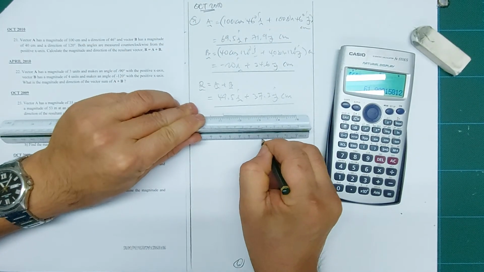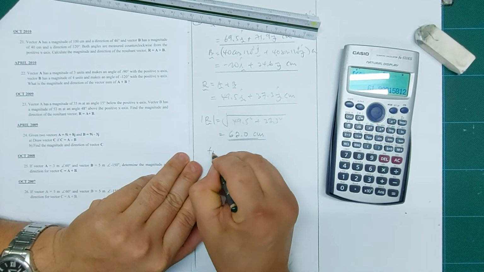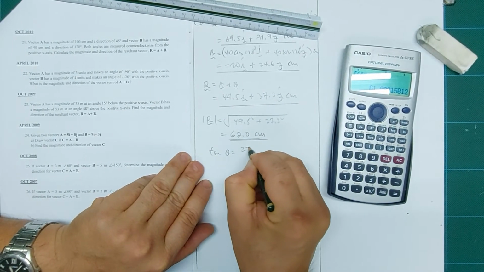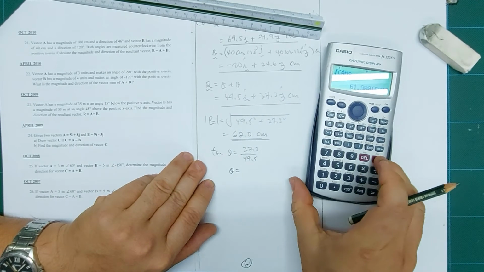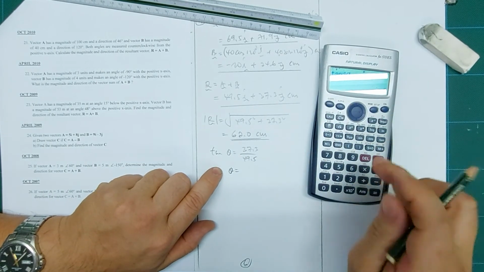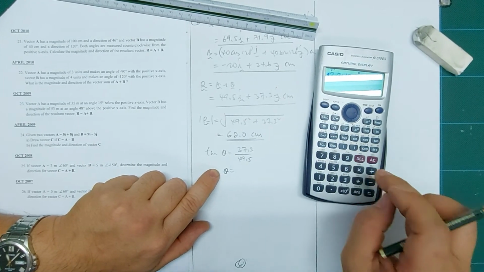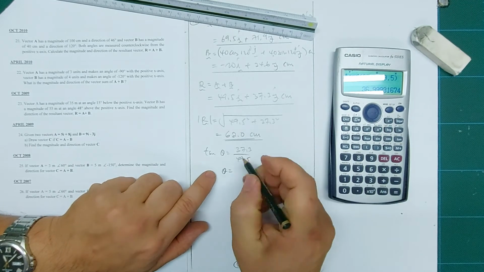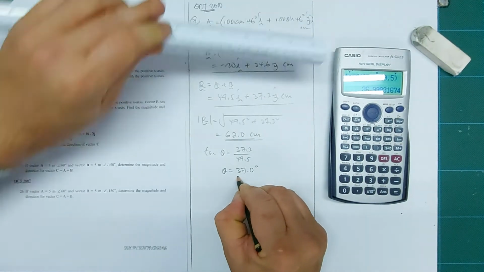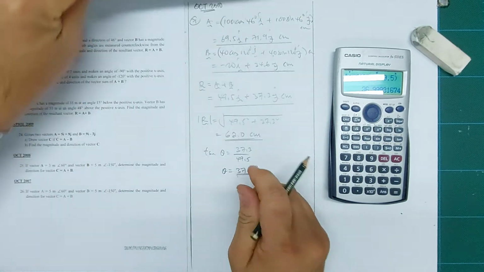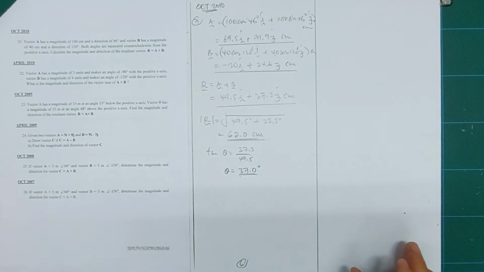So we have 62.0 centimeter. And the angle, arctangent of 37.3 divided by 49.5. You get 37.0 degrees. This one is measured from the positive x-axis. Okay, next.